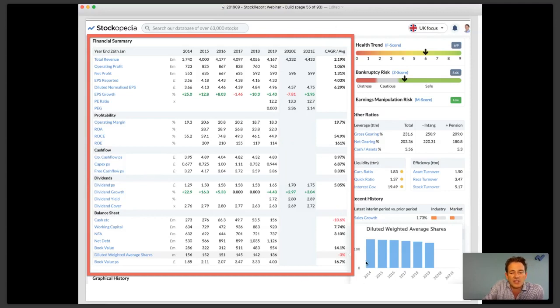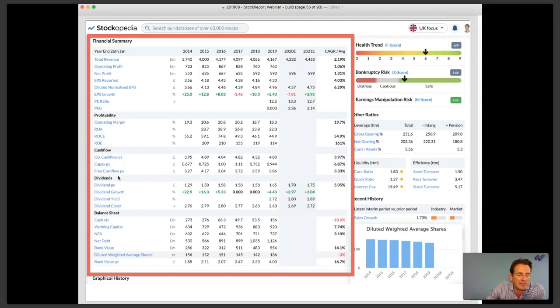And as you hover over them, you get these little pop-up charts. I'll show you it live when I go onto the site. But there are a few things I like to look at, apart from revenue, profit, net profit, earnings per share. I want to see that all these are going up and to the right and growing, obviously.